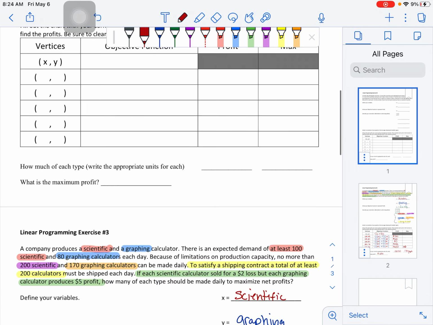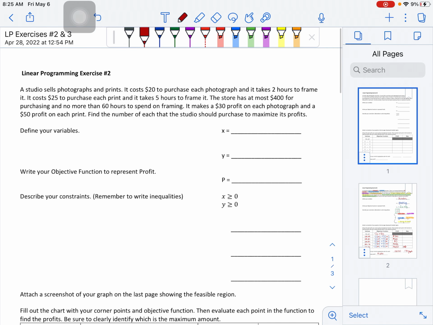Okay. Number two, the one before this, I will highlight it. I won't waste the time to do it because it's a little bit easier, but we have photographs and prints. I'm going to highlight and show you where they go to save time so you're not watching it all. And if you need any of these answer keys, let me know. Now all the same units have to go together. Let's do the profit first. It makes a $30 profit on the photographs and $50 on the print. So that is going to go right here.